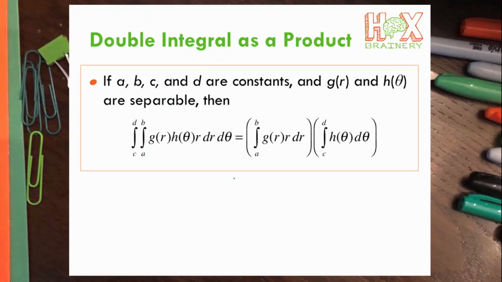All right, there's one more thing we want to go over, and we kind of did something similar to this in the other sections already. But if a, b, c, and d are all constants, right, and g of r and h of theta are separable, then you can take this double integral and write it as the product of two single integrals. So we already did something like this in the previous section. We'll do one example like this, and I think we'll be done with 4.3.